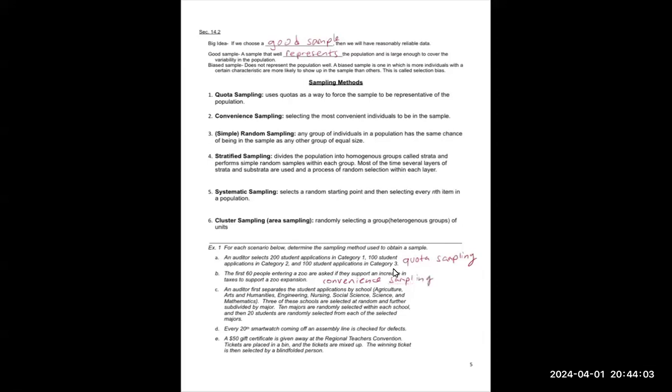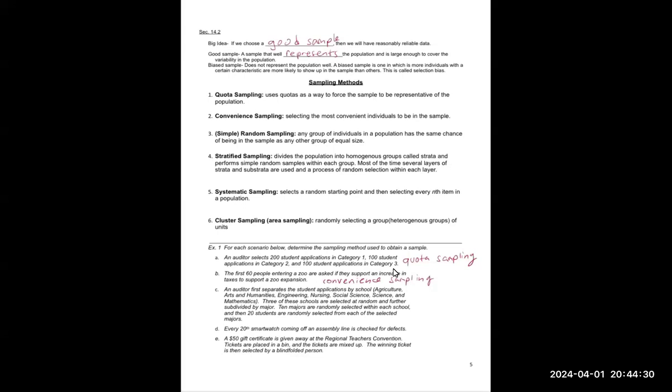An auditor first separates the students' applications by school: agriculture, arts, humanities, engineering, nursing, and mathematics. 3 of these schools are selected at random and further divided by major. Then 10 majors are randomly selected within each school, and then 20 students are randomly selected from each of the selected majors. So this is stratified sampling.